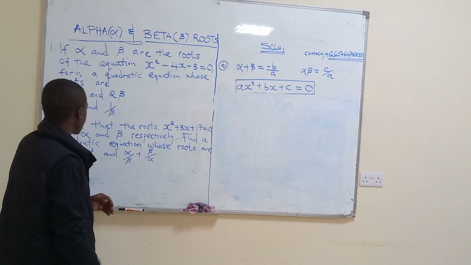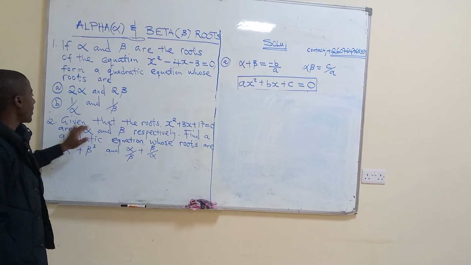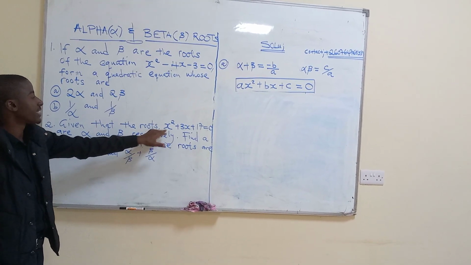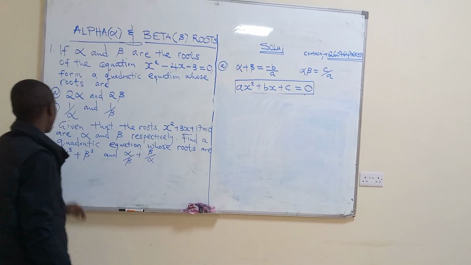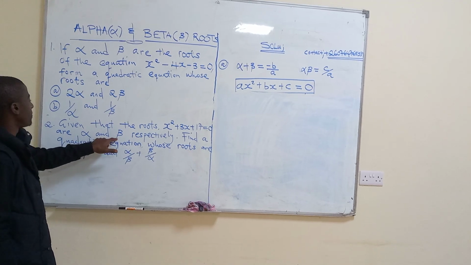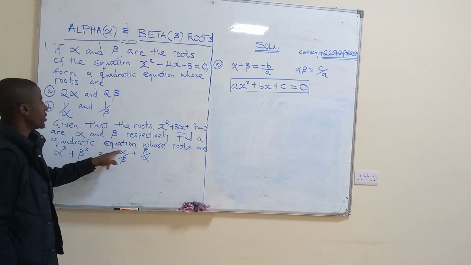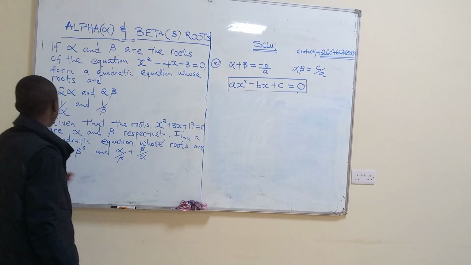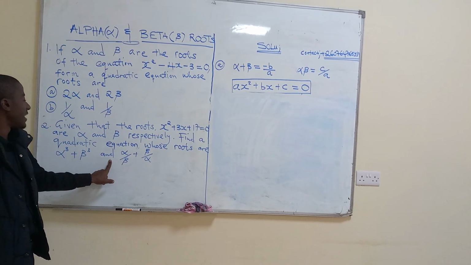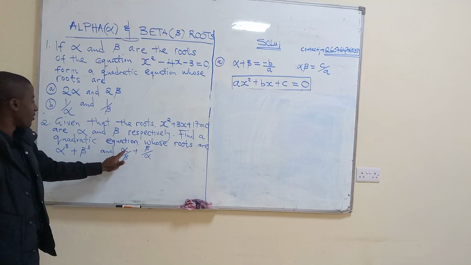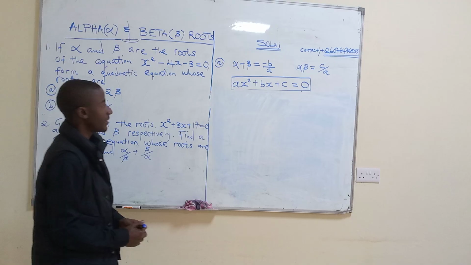So we are proceeding to question 2, and question 2 reads: given that the roots of x squared plus 3x plus 17 equals 0 are alpha and beta respectively, find a quadratic equation whose roots are alpha cubed plus beta cubed and alpha over beta plus beta over alpha.